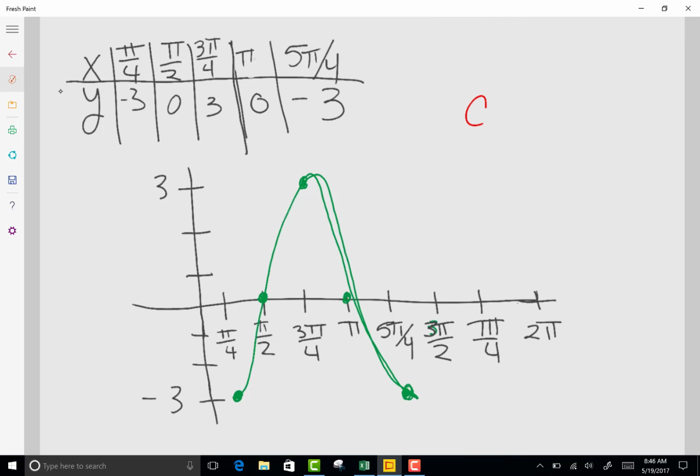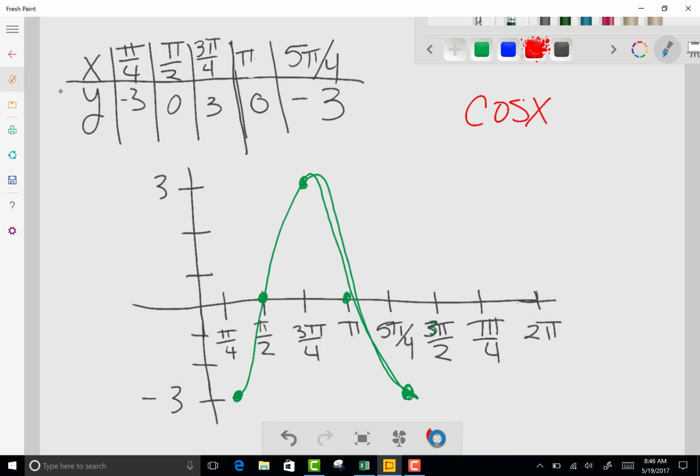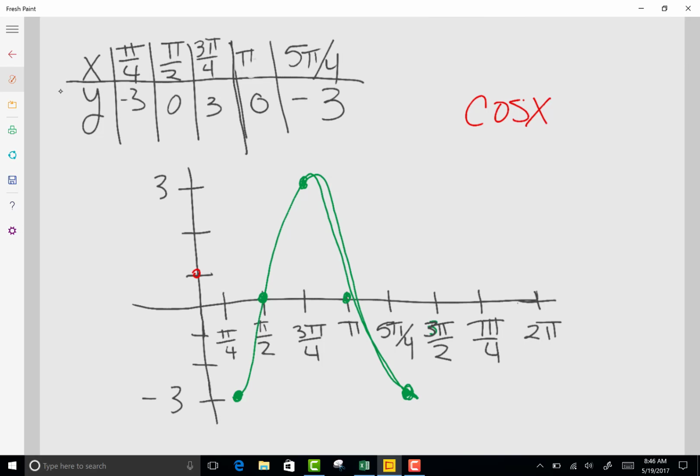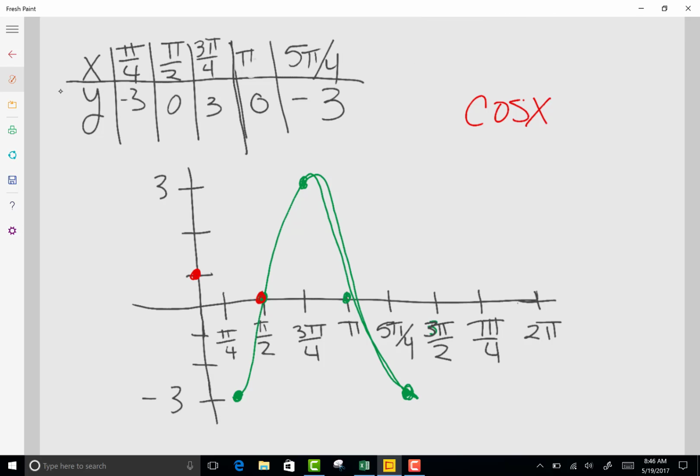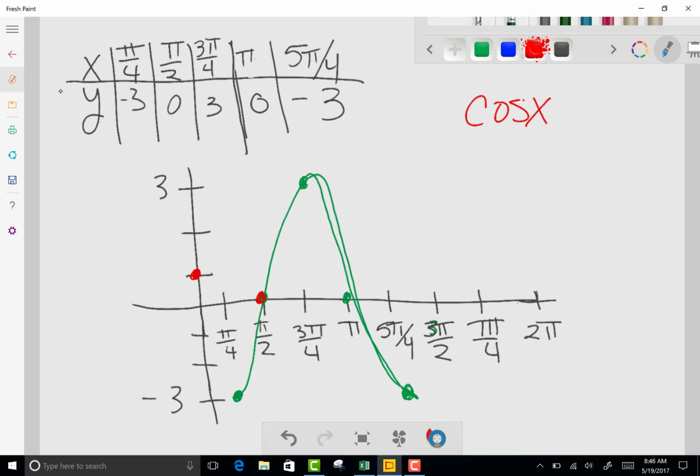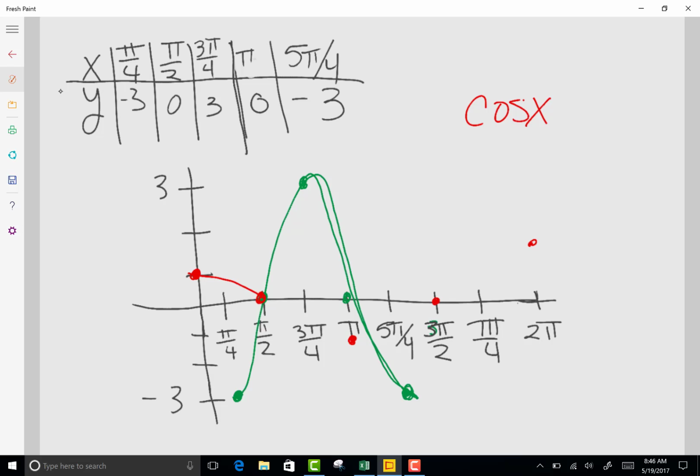I can draw my mother function, cosine x, and we can compare it. For cosine x, at 0, we would start at 1. Then, at pi over 2, it would be 0. Then at pi, it would be down to -1. Then at 3 pi over 2, back to 0. And then at 2 pi, back up to 1. So here's my typical bowl shape.